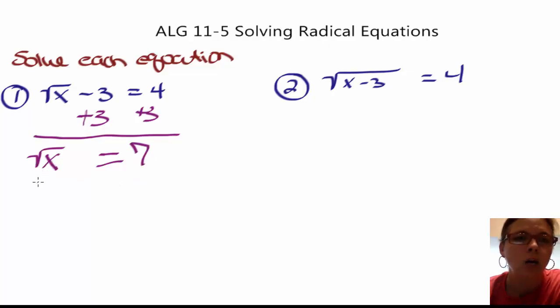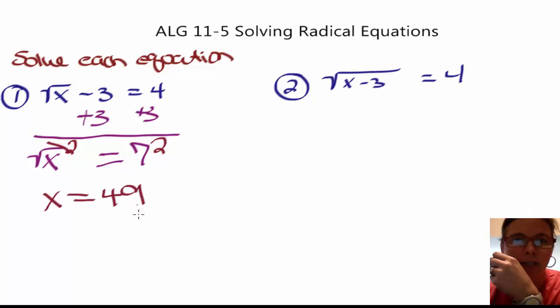Now, how do we get rid of a square root? It's the opposite of what we did before when we were trying to get rid of something that's squared. So we square both sides. The square root and the square cancel. So we have x equals 49. And then you're done with that problem.